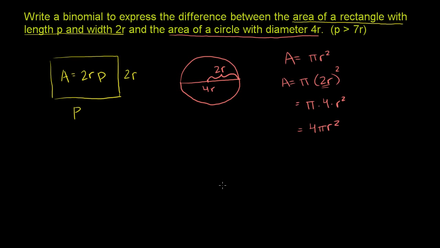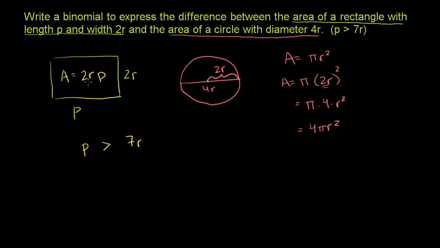And we want to find the difference. So to find the difference, it's helpful, just so we don't end up with a negative number, to figure out which of these two is larger. So they're telling us that p is greater than 7r. So let's think about this. If p is greater than 7r, then let me write it this way. We know that p is greater than 7r.